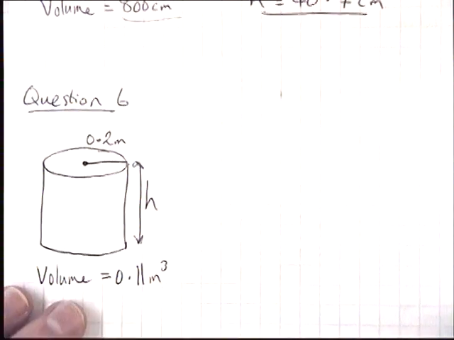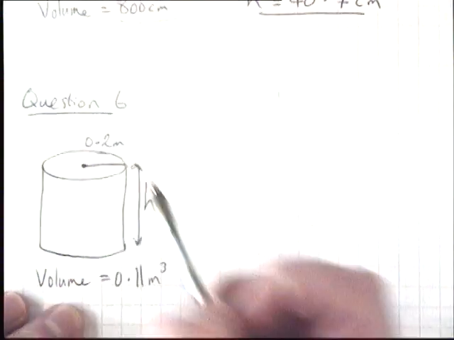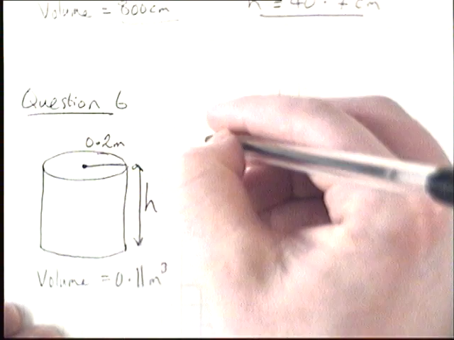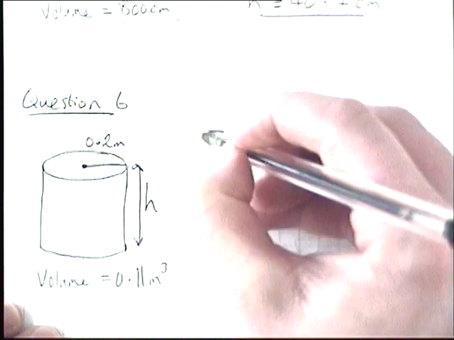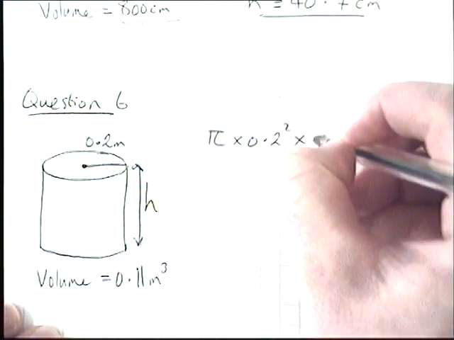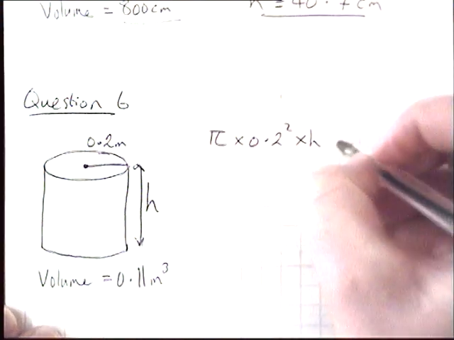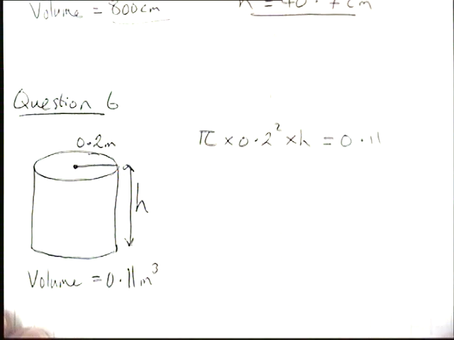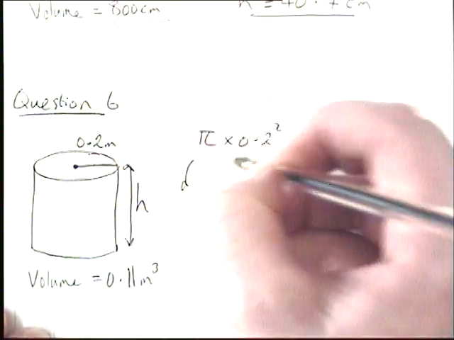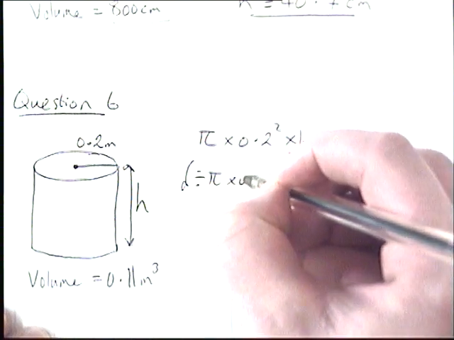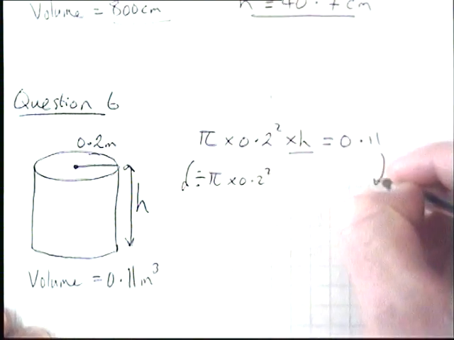Question 6, finding the height again. So this time we've got a radius of 0.2 meters and we're told the volume equals 0.11 meters cubed. So we'll substitute in what we know again. So pi times the radius squared times the length or the height, which is all equal to 0.11 meters cubed. Going to get the h all on its own. Divide both sides by pi times 0.2 squared.